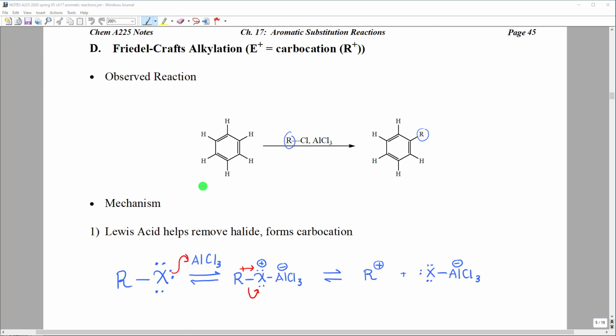The observed reaction looks like this. We start with the benzene ring. We put in RCl, in other words, a carbon group with chlorine attached. We would call this an alkyl halide, an alkyl chloride. And we put in a Lewis acid like AlCl3, aluminum chloride. At the end of the reaction, what we will see is that the R group from our alkyl halide, the carbon group from our alkyl halide, will have replaced one of the hydrogens.